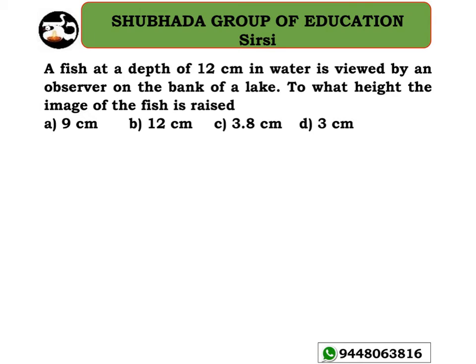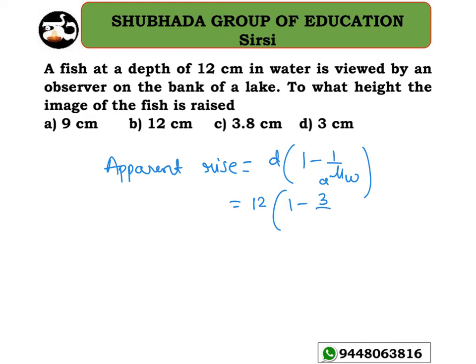A fish at a depth of 12 centimeter in water is viewed by an observer on the tank of a lake. To what height is the image of the fish raised? This concept is based on apparent rise. I have discussed in the synopsis that apparent rise is equal to d into 1 minus 1 by mu of water with respect to air. So it is equal to 12 into 1 minus 3 by 4. As you know, this is equal to 3 centimeter. So option D is the right answer for this question.